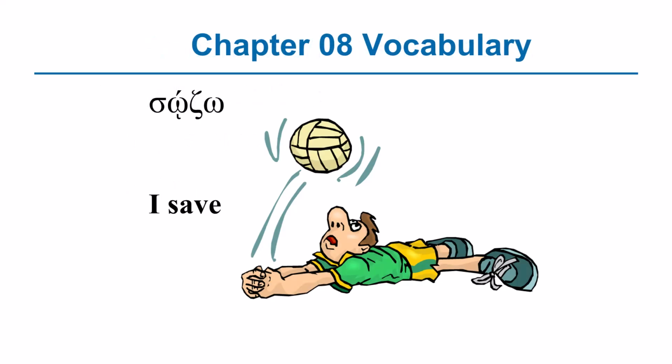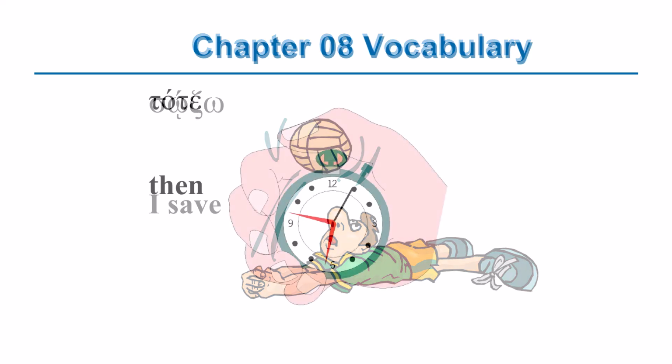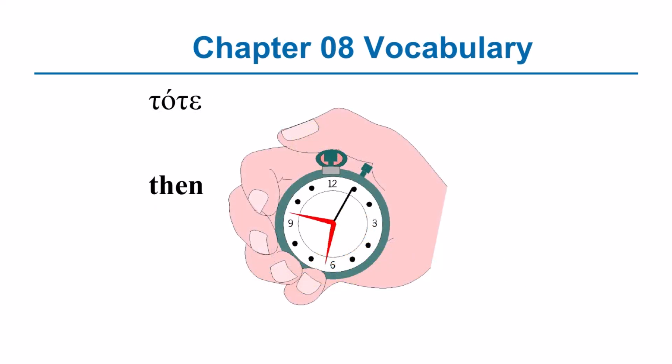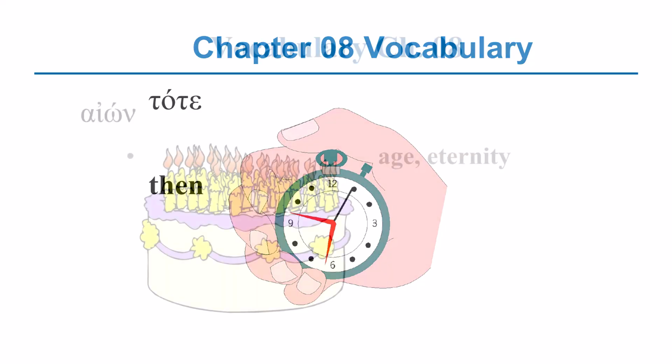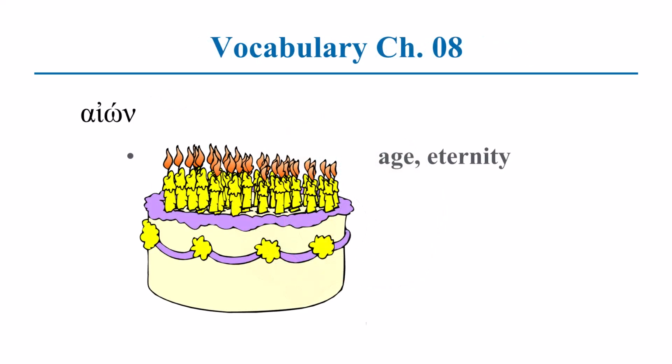This marks the end of chapter 8, but let's look at vocabulary for chapter 8. We have the word sozo. Sozo is a verb. As we said, verbs are known by their ending. In the vocabulary, they mostly end with omega. So you have sozo, which means I serve. You have tote. Tote means then. You have the word aion. Aion means age or eternity.